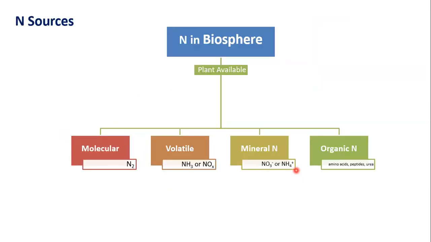So nitrogen is present in the biosphere, and we know that there is a huge quantity in the atmosphere in the form of molecular N2. Then we have volatile forms in the form of ammonia gas and NOx.